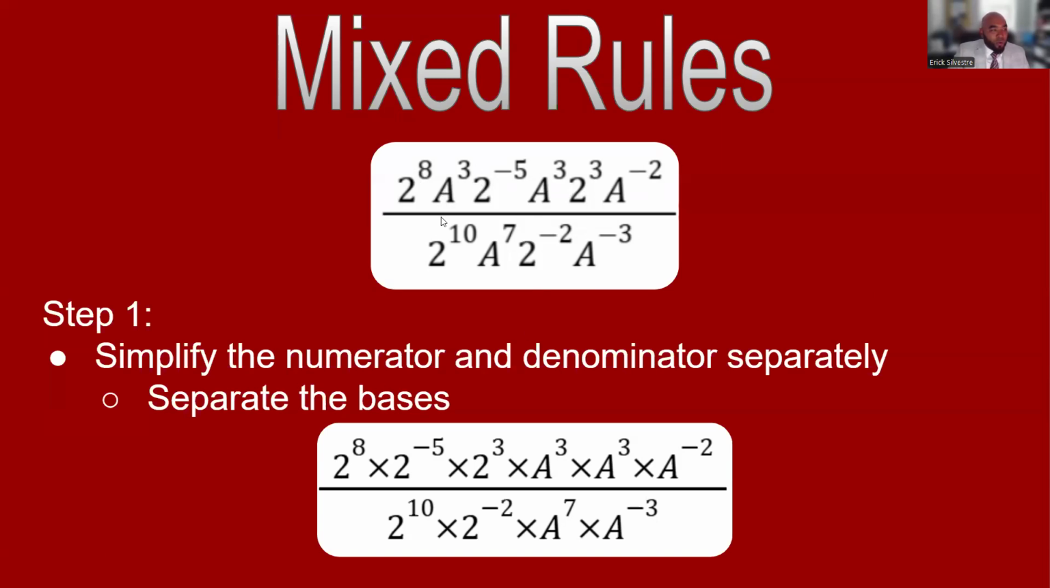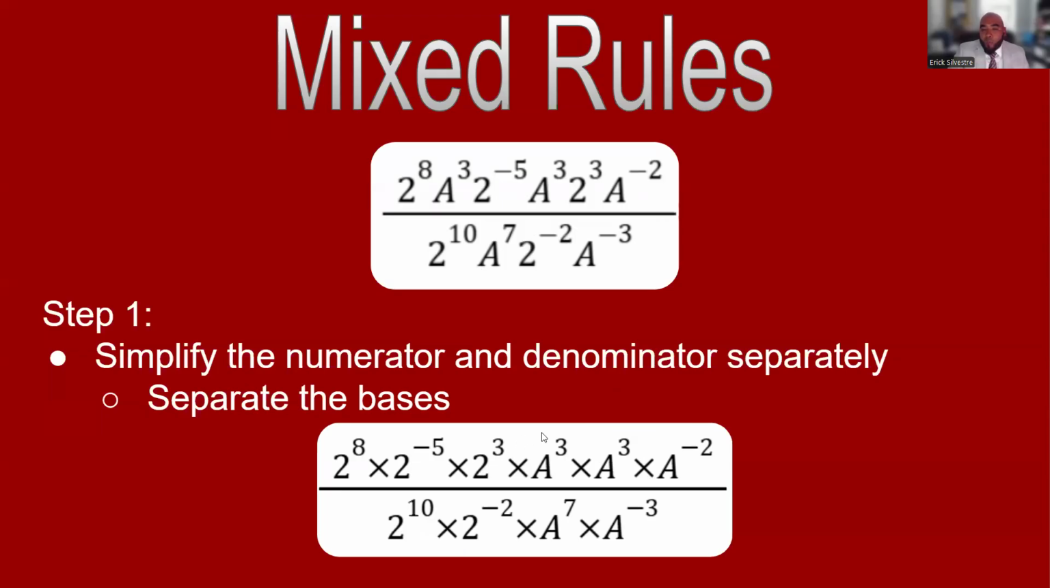So I have 2 to the 8th power, I have 2 to the -5th power, I have 2 to the 3rd power. So I'm putting them together so I could see them. Then I'm going to put my a's together: a to the 3rd power times a to the 3rd power times a to the -2nd power. That's in the numerator. In the denominator, I'm going to do the same thing. 2 to the 10th times 2 to the -2, and then a to the 7th times a to the -3.